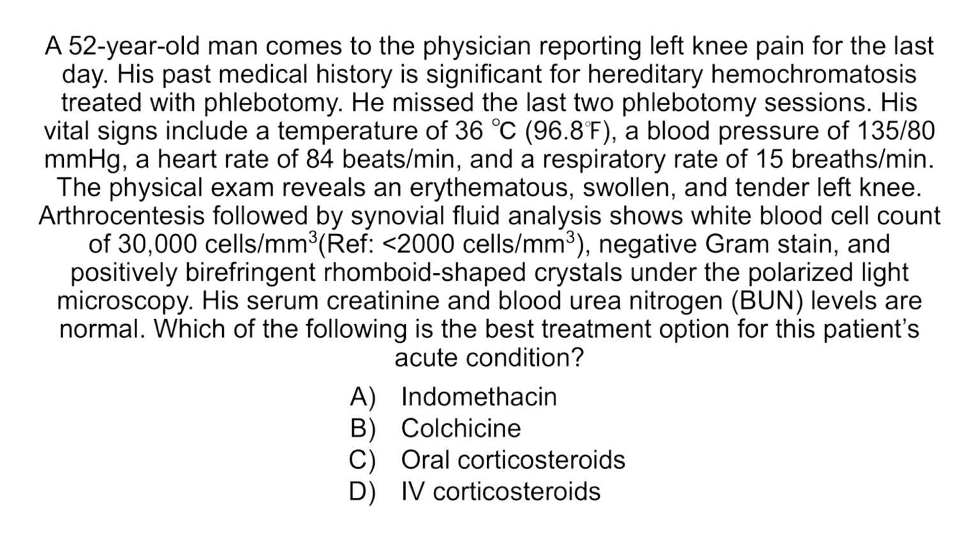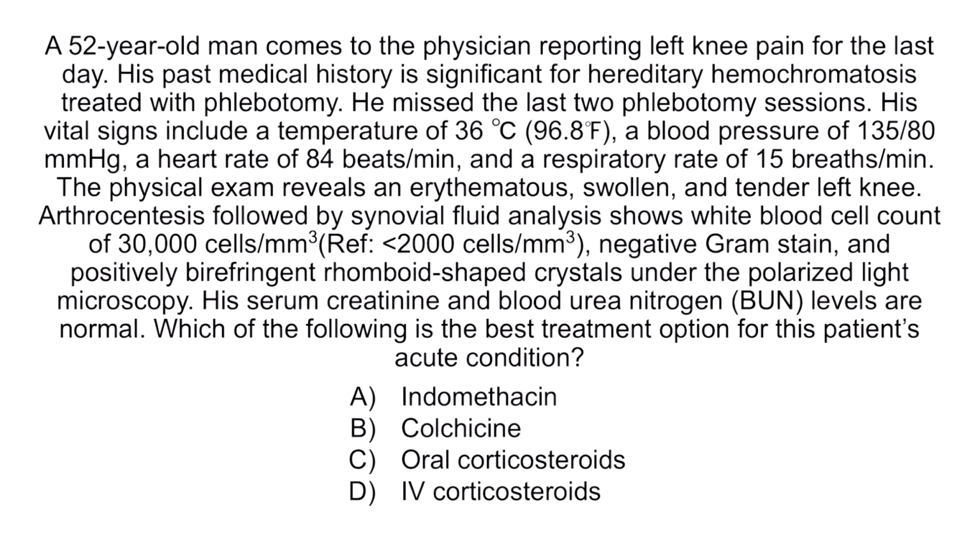The physical exam reveals an erythematous, swollen, and tender left knee. Arthrocentesis, followed by synovial fluid analysis, shows a white blood cell count of 30,000, negative gram stain, and positively birefringent rhomboid-shaped crystals under the polarized light microscopy. His serum creatinine and blood urea nitrogen levels are normal. Which of the following is the best treatment for this patient's acute condition? A. Indomethacin, B. Colchicine, C. Oral corticosteroids, or D. IV corticosteroids.